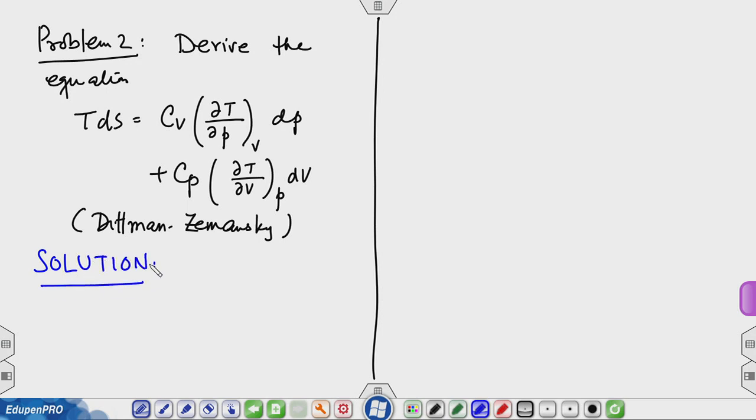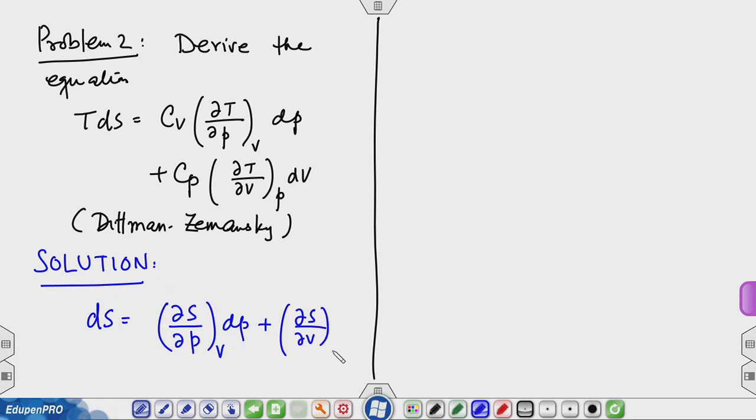Solution. Since I want to relate the quantities to CV and CP, it's best to start with dS equals, take S as a function of V and P and write this as partial S with respect to partial P at constant V dP plus partial S with respect to partial V at constant pressure dV.